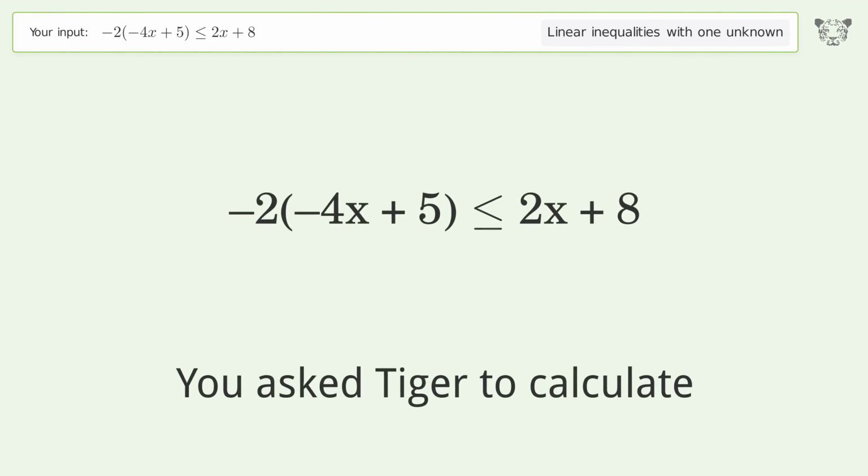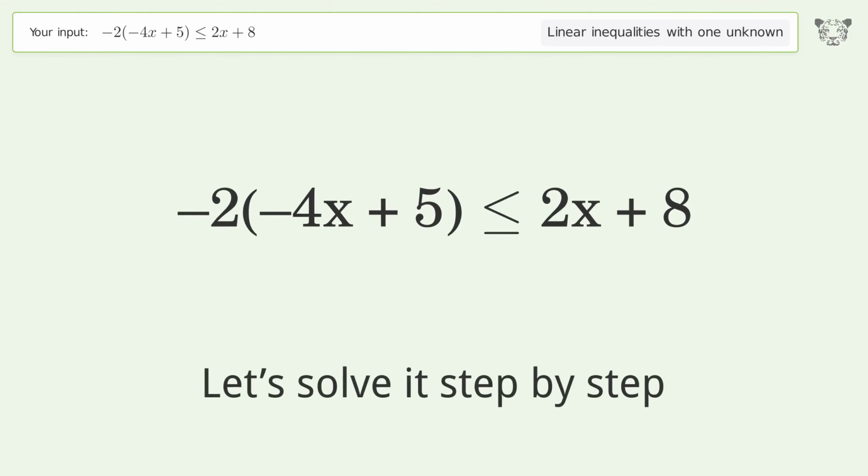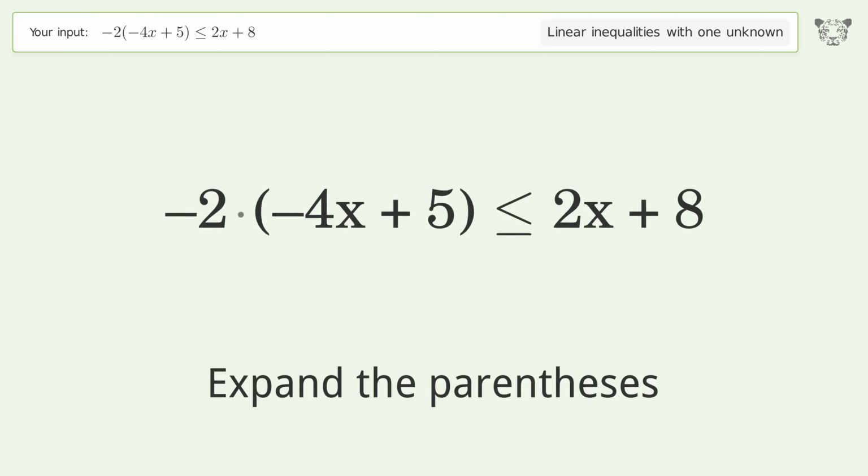You ask Tiger to calculate. This deals with linear inequalities with one unknown. The final result is x equal or smaller than 3. Let's solve it step by step. Simplify the expression. Expand the parentheses.